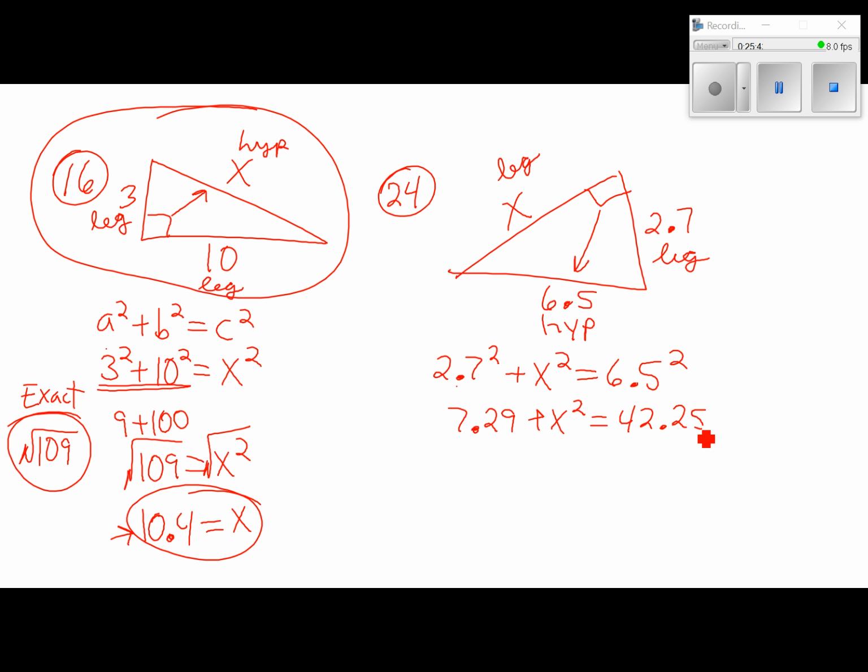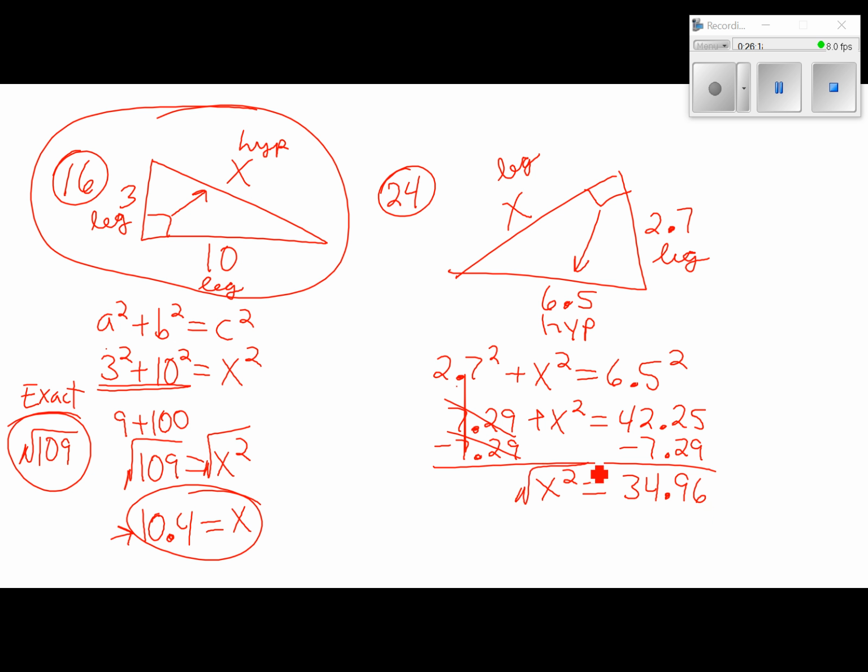42.25. Then what we're going to do is subtract 7.29 on both sides. These cancel out. You're left with x squared on the left, and 42.25 minus 7.29. And that gives me 34.96. So these have an extra step. When you're looking for one of the legs, there's an extra step compared to the ones that dealt with just finding the hypotenuse.